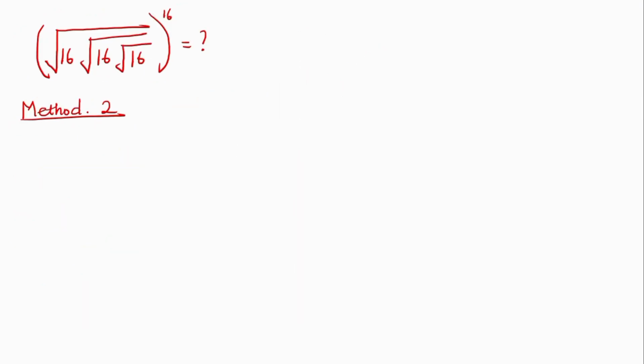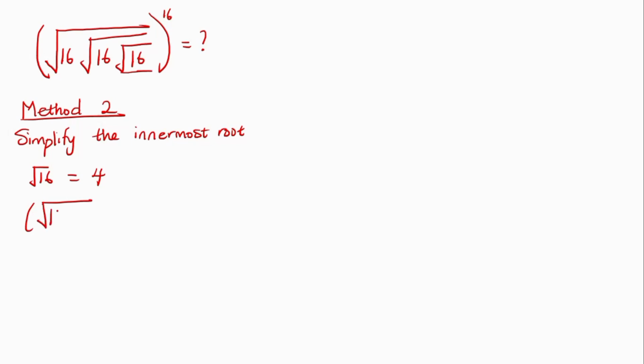Alright guys, so for method 2, the first thing we want to do is to simply simplify the innermost roots. We want to simplify the innermost roots, and this right here is the innermost root. So the root of 16 is going to give us 4. So this equation can be written as the root of 16 into the root of 16 times 4, all raised to the power of 16.